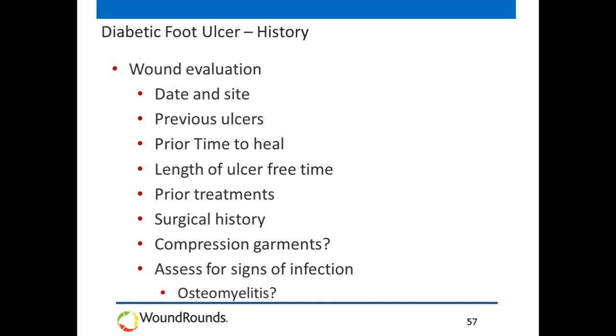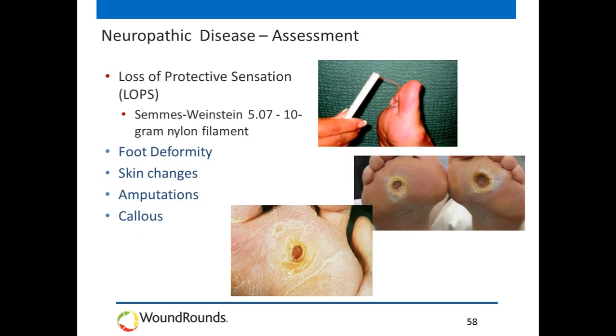You want to get a previous history of the wounds, surgeries, any time they were free from wounds, any special treatments that they used, and where they were on the foot. Again, check for sensation, because one of the biggest things they have is that loss of protective sensation, so they can repeatedly cause trauma to the area and not even know it.